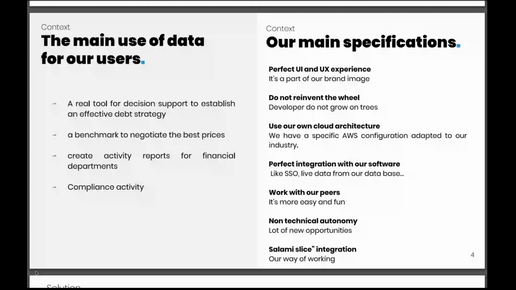So when we made this specification, we said, okay, now our users want to do that with their data. We have to choose a provider or not, and if we want a provider, which one. So we started to make our main specification, not for our clients, but for us. Our specification was quite easy to understand. We want a perfect UI and UX experience, because on our own platform we want to have the perfect UI and UX, so of course we want the same thing for our data module. We do not want to reinvent the wheel because we don't have a lot of developers. We have like 7 developers.